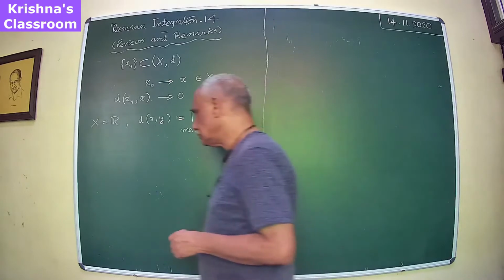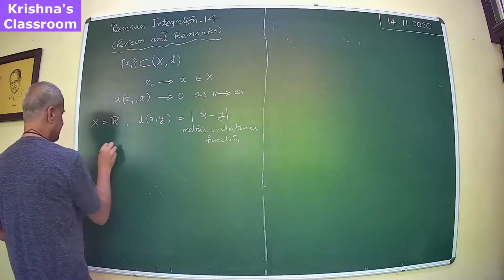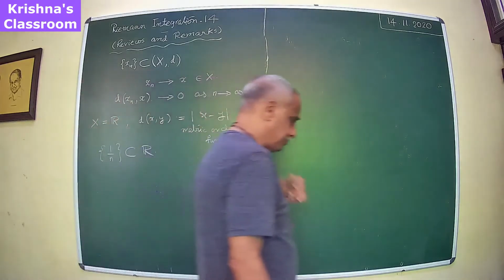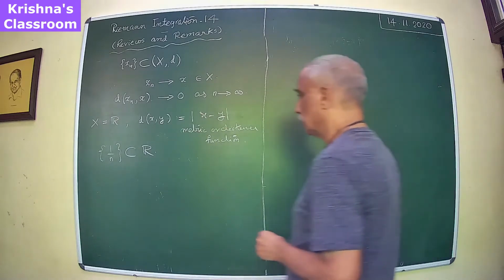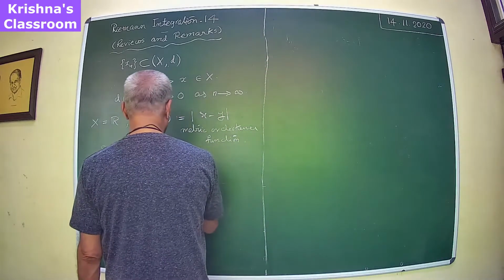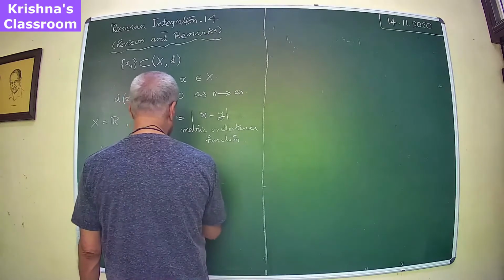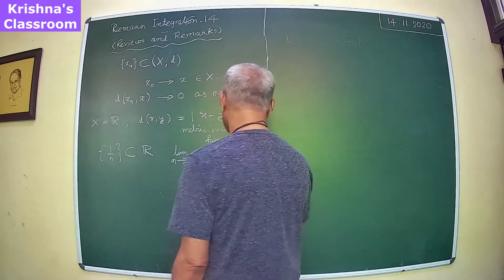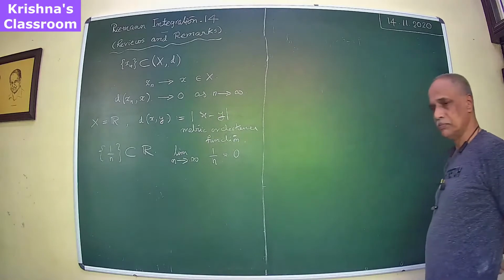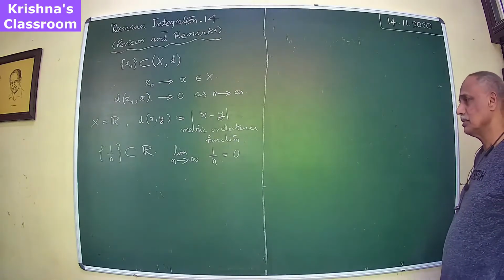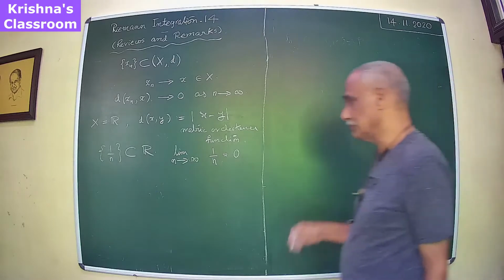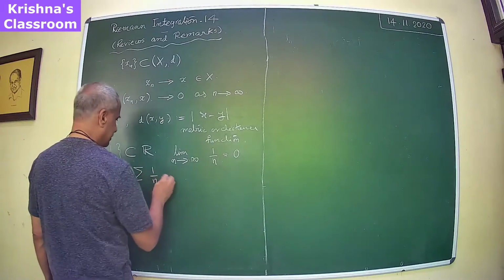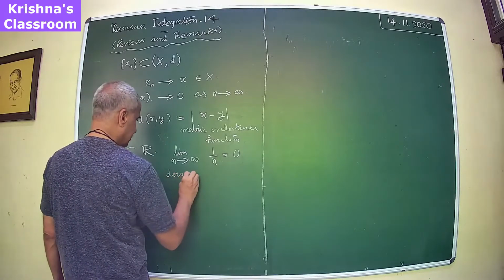Now let us look at the sequence one by one. So you ask the following question: what happens to the limit as n tends to infinity of 1 by n? And you know from your elementary calculus that this is equal to 0. So actually 1 by n converges to 0. But you would have done something more sophisticated, that sigma 1 by n does not converge.